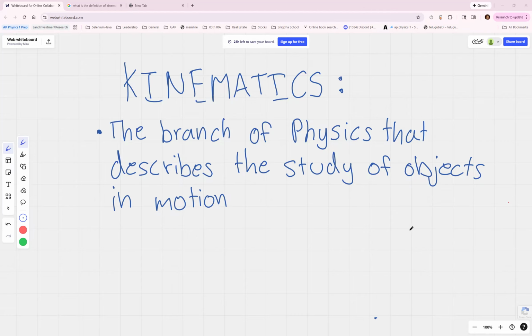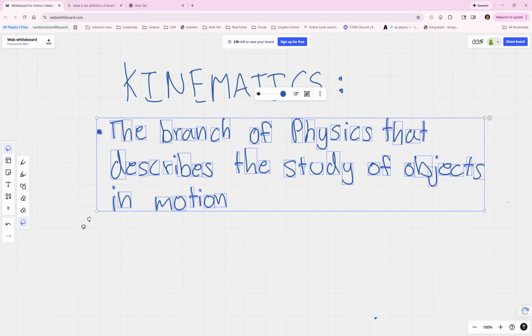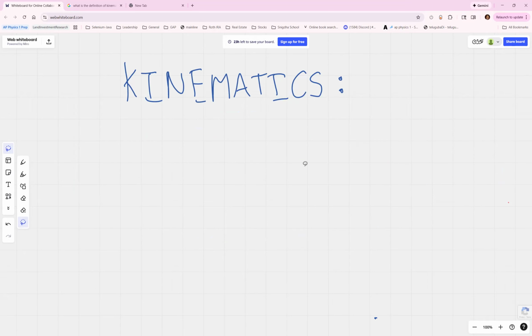So, first of all, let's go over the definition of kinematics. It is the branch of physics that describes the study of objects in motion, and the three or four main topics that are introduced when talking about kinematics are distance, displacement, velocity, and acceleration. So we're going to discover a few formulas about those four topics, and we are going to learn their definitions.